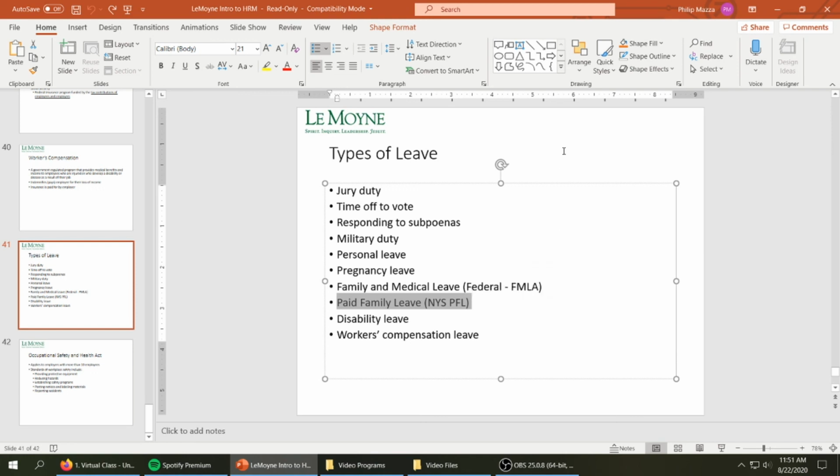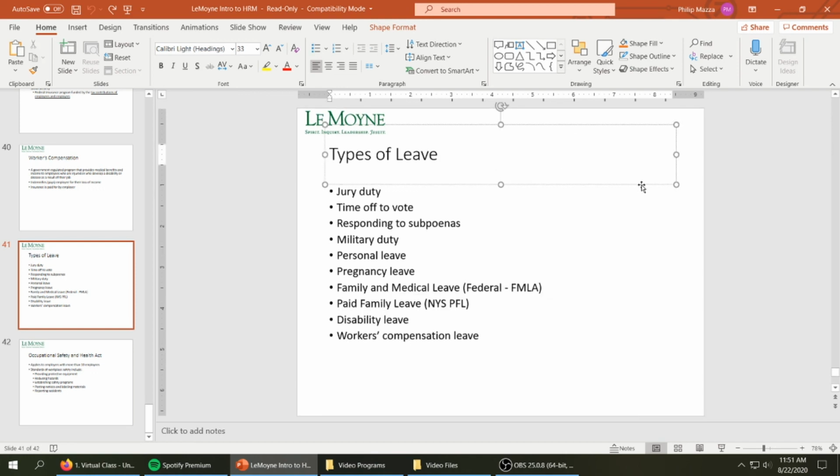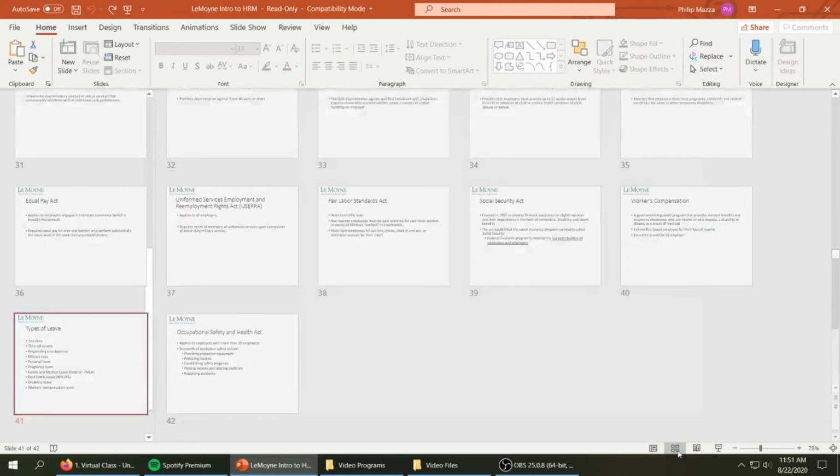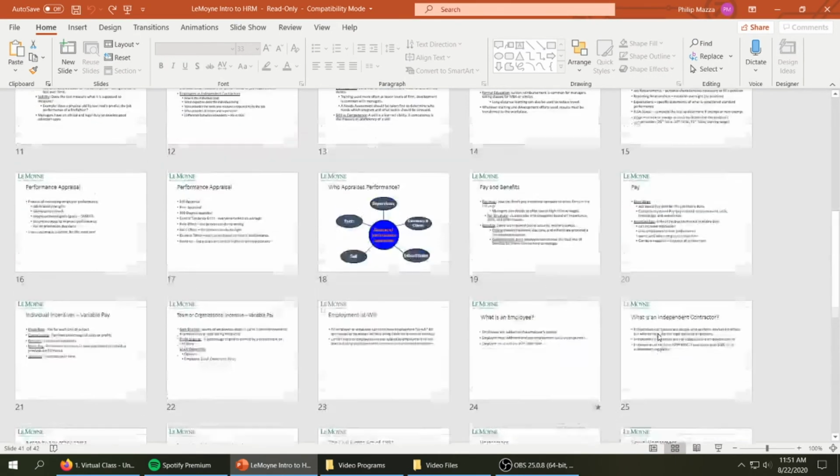Now keep in mind, due to COVID-19, there are other types of leaves and laws, rules and regulations that are out there both at the federal level and state level, and we'll talk about them a little bit more in the course. So please take some time to go through this presentation.